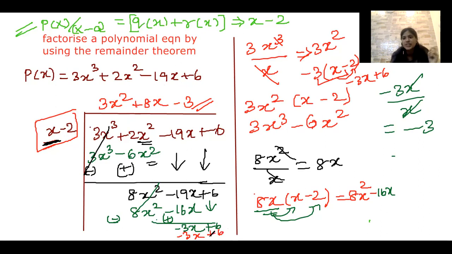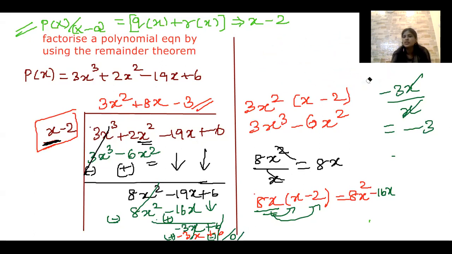The next step is to change the sign. This negative 3x will become positive 3x if you change the sign, and the plus 6 will become minus 6. So this negative 3x and positive 3x will get cancelled out. Plus 6 and minus 6 will get cancelled out, and you'll be having the remainder as 0. So we got the result for the quotient and the remainder.